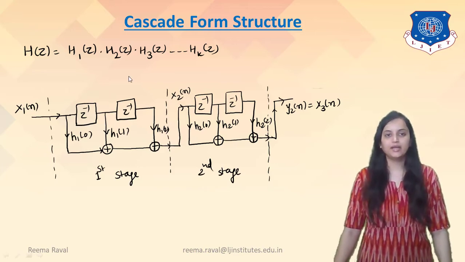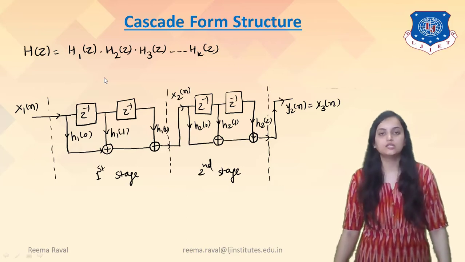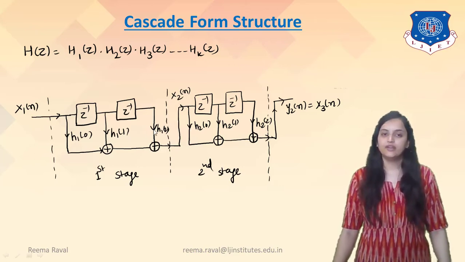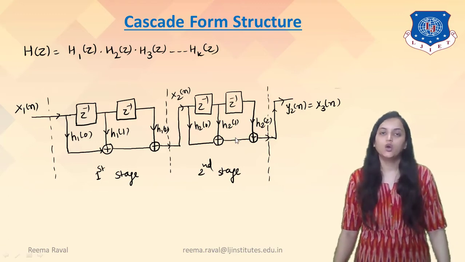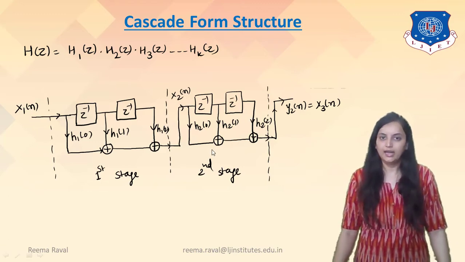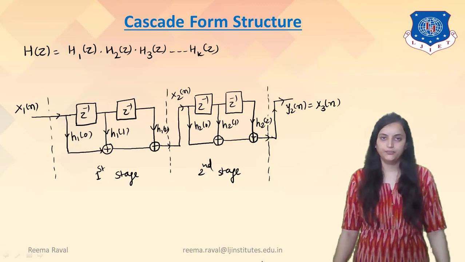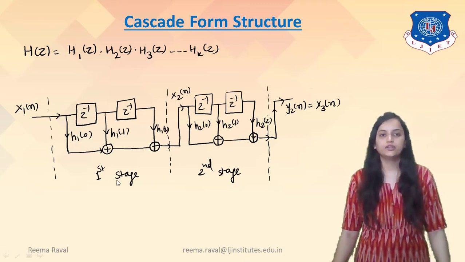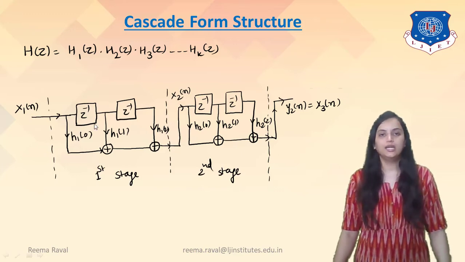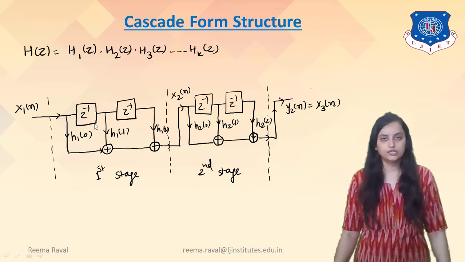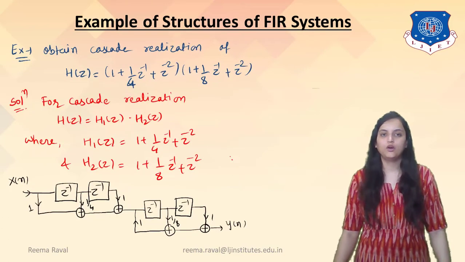That indicates that the maximum power in this equation would be z raised to minus 2. In the same way, the output of this stage is given to the input of the second stage according to the system transfer function, and then this output is obtained. That means here the difference equations are divided into stages to indicate the cascaded connection, or as you can say, series connection. Now let us see the example of structures of IIR systems.